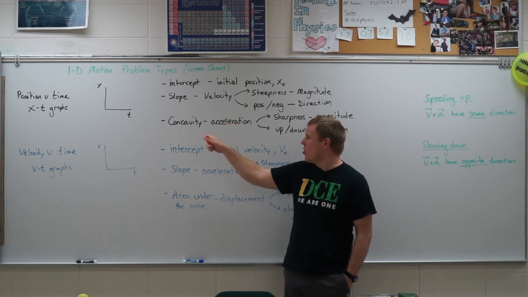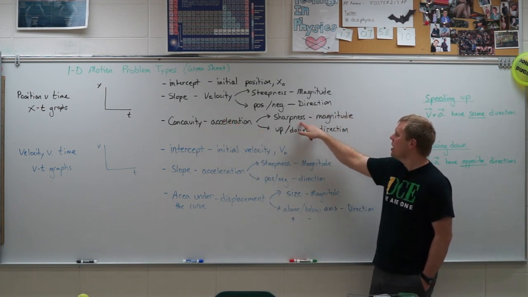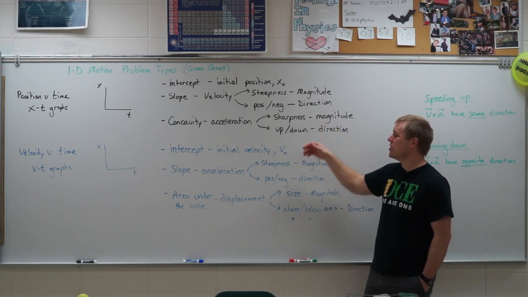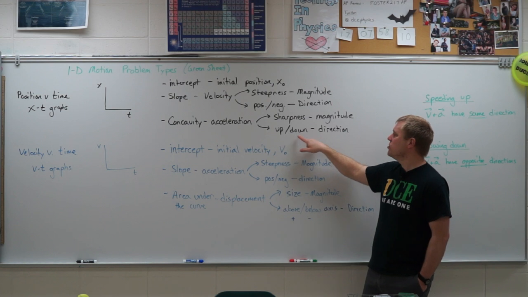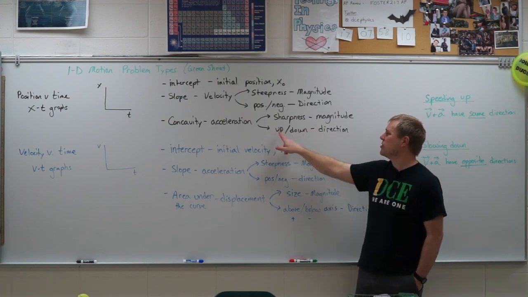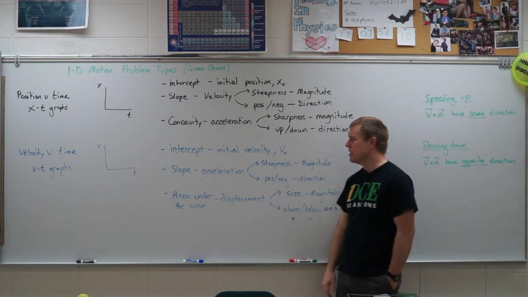Concavity, how it's curved, tells you about the acceleration. The sharpness of that curve tells you about the magnitude of the acceleration. If it's concave up or concave down, that tells you about the direction of the acceleration. So concave up would be positive, concave down would be a negative acceleration.